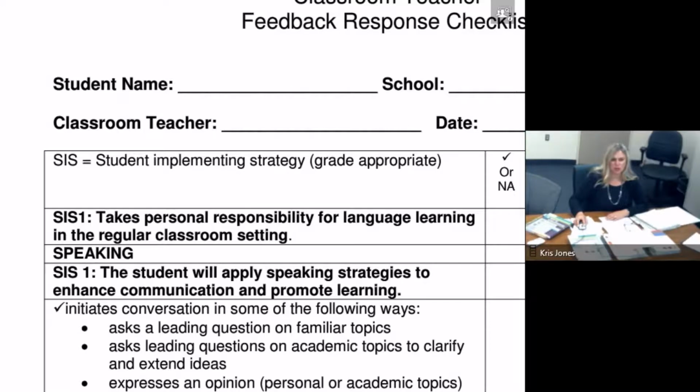As you can see, the student will apply listening strategies to improve comprehension of academic language. So are they asking the teacher for repetition or clarification? Are they checking comprehension through varying resources? Maybe they're using an iPad. Are they asking their peers? Are they asking the teacher? Those are the kinds of things we want to see. We want to develop independent language learners, and we want to get them to the point that they are comfortably functioning in that classroom setting.